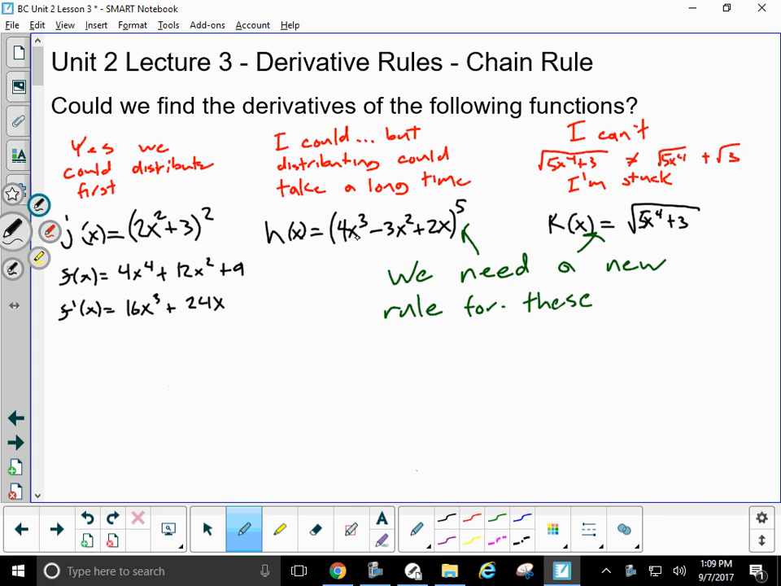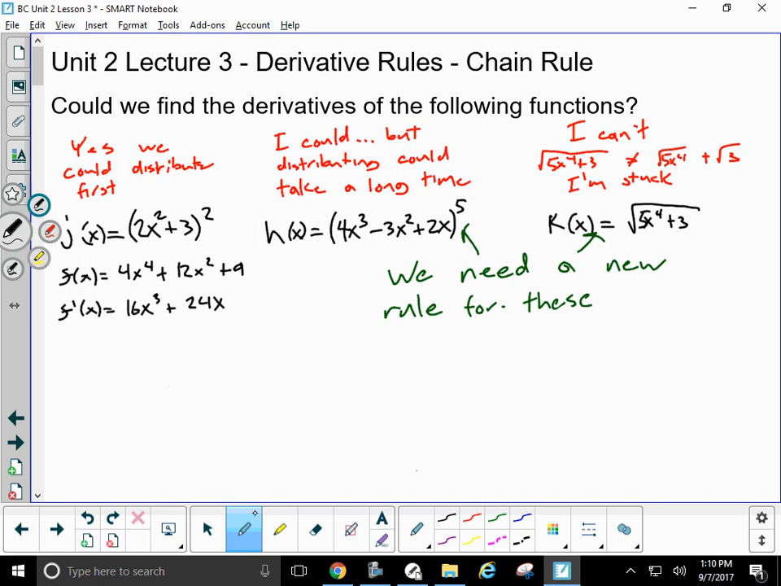But h of x and k of x, we have problems. H of x is a problem because I do not want to take this to the 5th power. It would take me a long time to distribute, a long time. K of x, I can't simplify in any way. I can't rewrite this as the square root of 4x, 5x to the 4th plus the square root of 3. That's not true. So we need a new rule for these types of functions, okay?